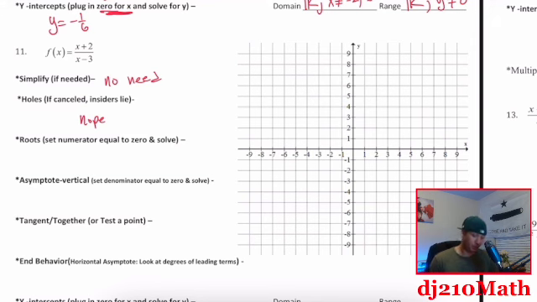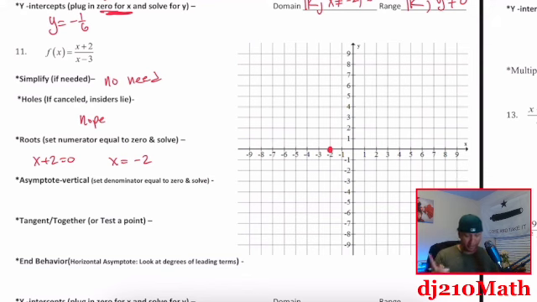All right. We set the top equal to 0. X must be -2. So the graph is going to cross the x-axis at x equals -2. Must, right? When the top is equal to 0.